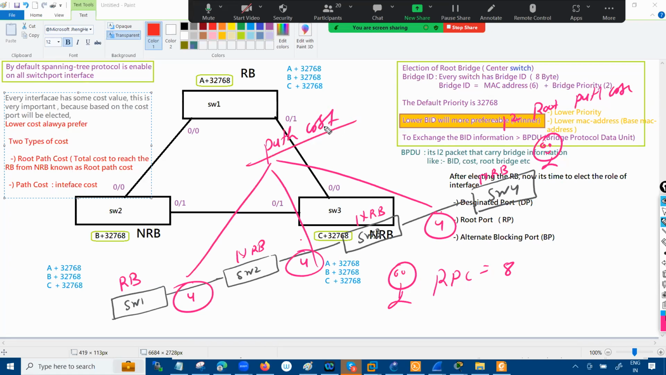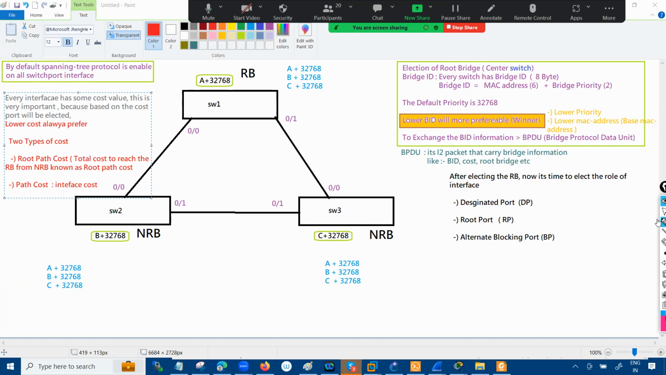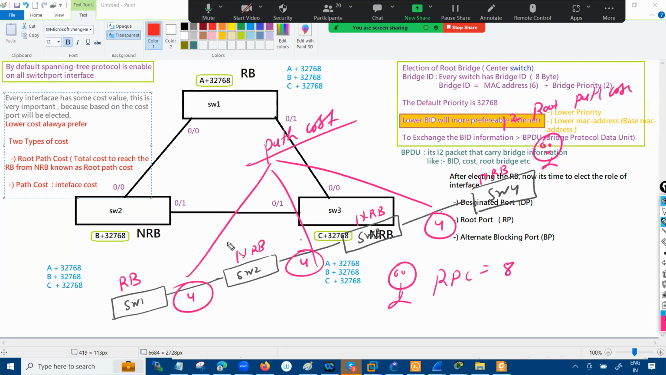Again, these costs are default values. You do have the ability to change this cost. I'm repeating, you do have the ability to change this cost. These are the default value costs we have. So I hope you understand the meaning of root path cost and path cost. If you guys have any question on this, you can ask me. Or if it's clear, just let me know so that I can move to the next topic.